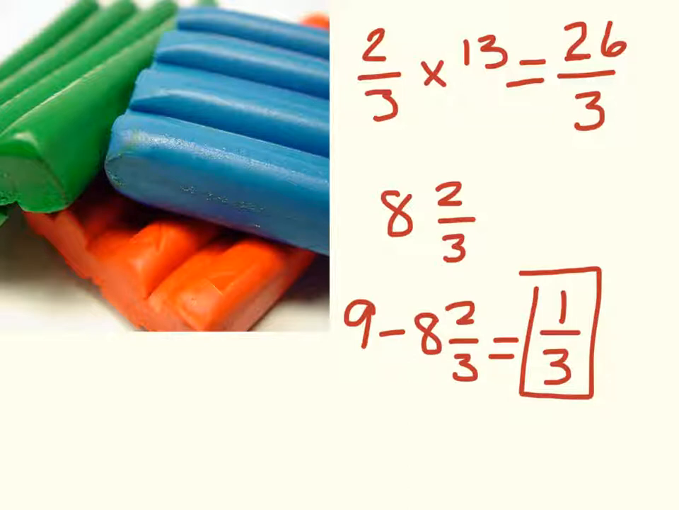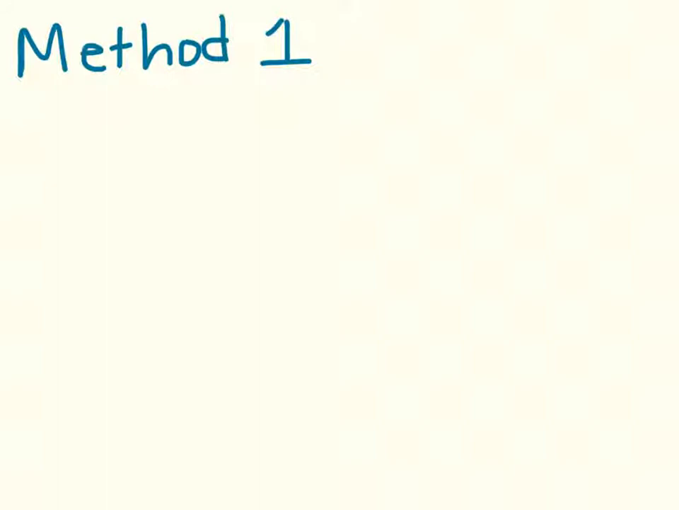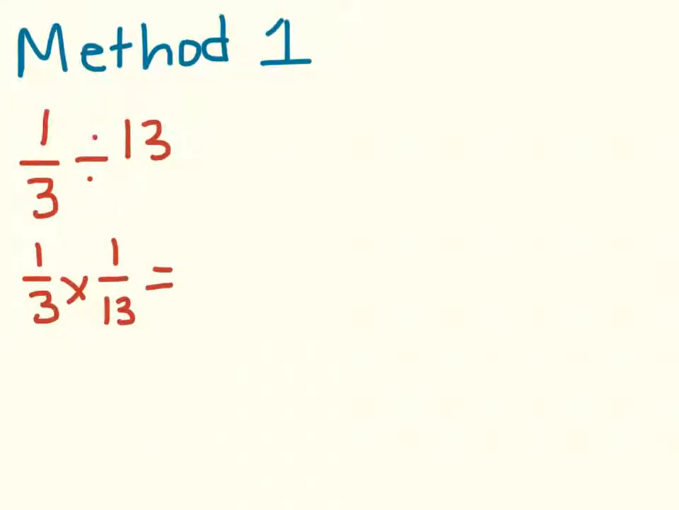So if we wanted to give away this remaining 1/3 stick of clay, what is the total amount of modeling clay each child would get if the remainder was divided evenly and added to the clay that they already had? There are 2 different ways we can approach this problem. In method 1, we'll take our remaining 1/3 stick and divide it by 13 so that we can create 13 equal shares. This becomes 1/3 times 1/13, meaning that each child receives an extra 1/39 of a stick of clay.